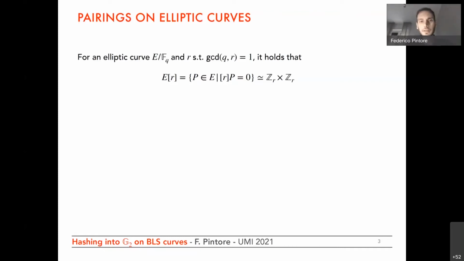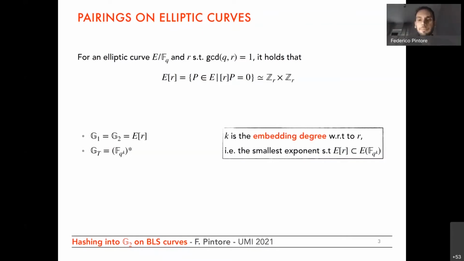I'm talking about structure because actually this set is a subgroup of the group of the elliptic curve, which is called the R-torsion subgroup. And its structure is given by the fact that it is isomorphic to Z_R times Z_R. So elliptic curve pairings consider G1 and G2 equal to one R-torsion subgroup, and then GT is the multiplicative group of an extension field F_Q^k, where k is the embedding degree of E with respect to R. This embedding degree k is the smallest exponent such that all the coordinates of the points in E[R] are contained in the extension field F_Q^k.